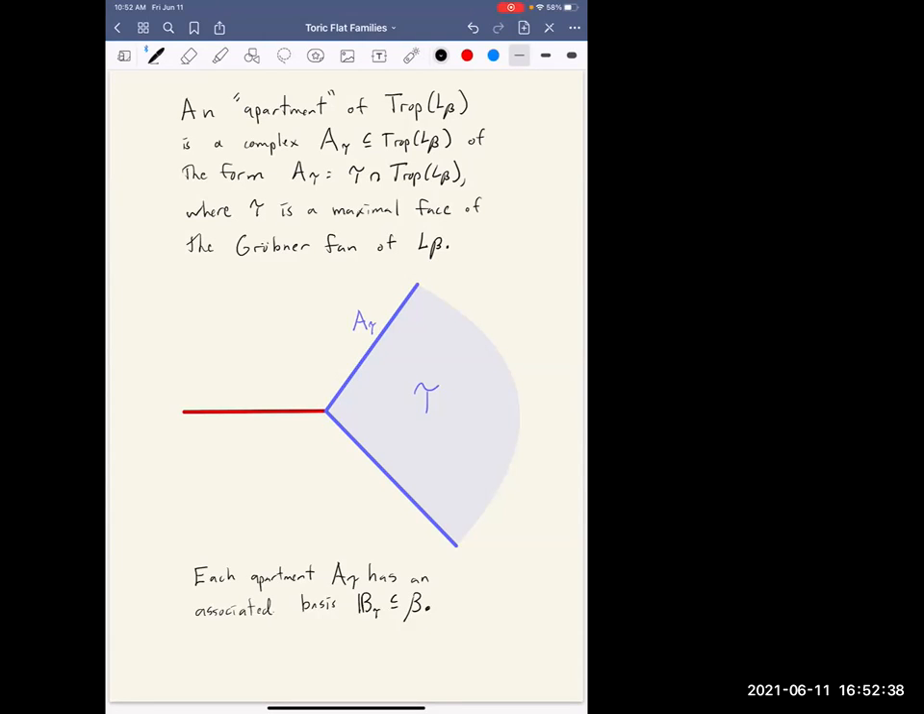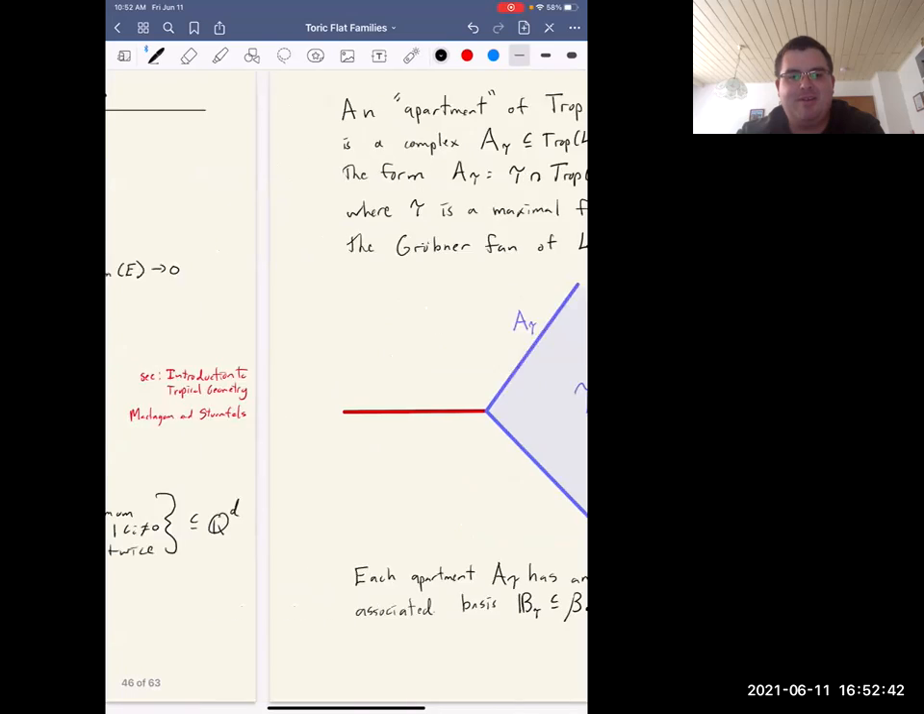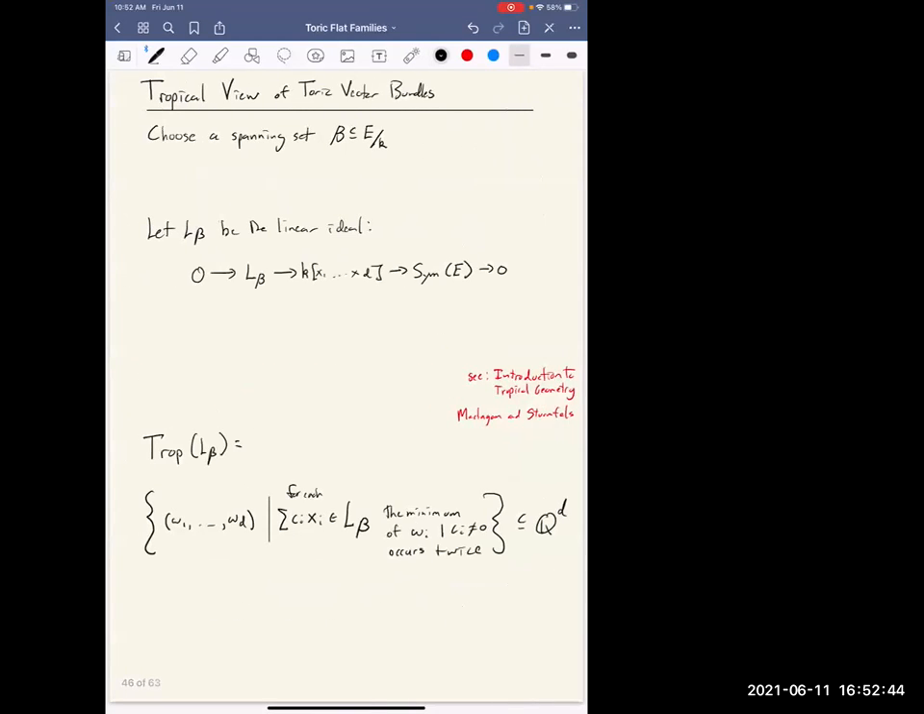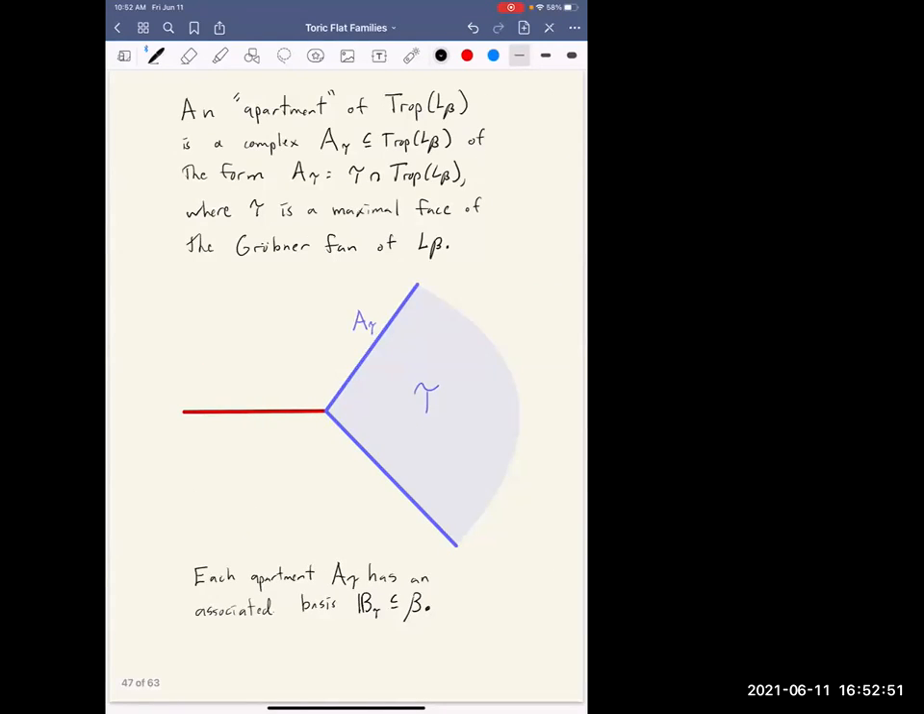So I think this is where I left off. Okay, so right, we have the tropical variety. It's the support of a nice fan, and I want to single out some special subfans of this fan. So the tropicalized linear space inherits a fan structure from the Gröbner fan of this linear ideal, and I'm going to use that to distinguish certain subsets.